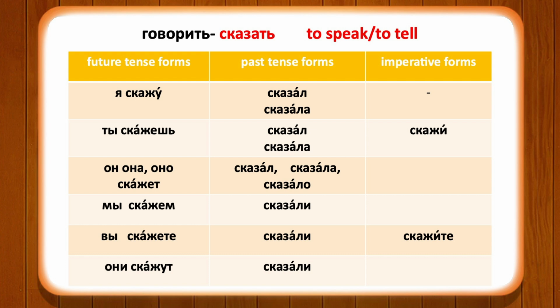The past tense form of the verb will be я сказал, я сказала. Ты сказал, ты сказала. Он сказал, она сказала. Мы сказали, вы сказали, они сказали.